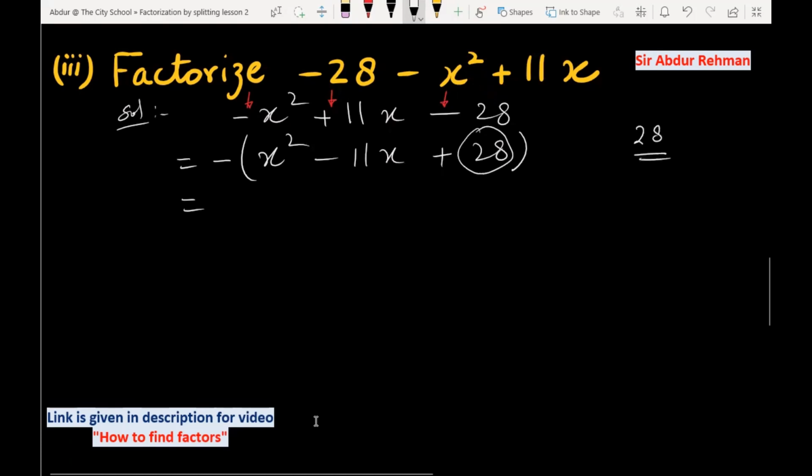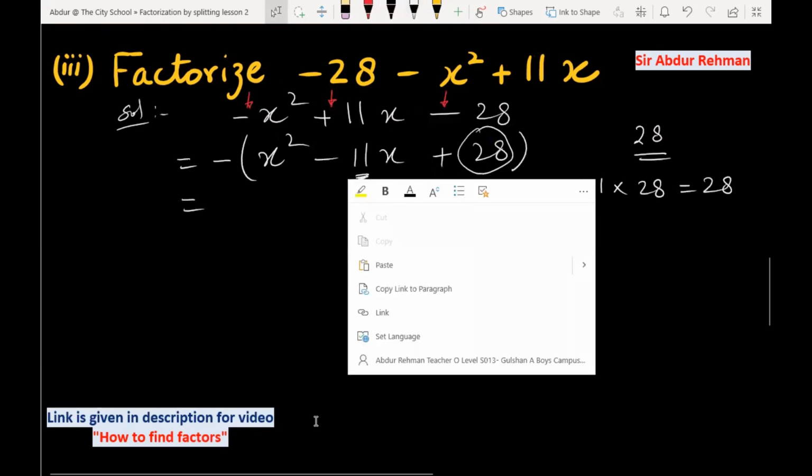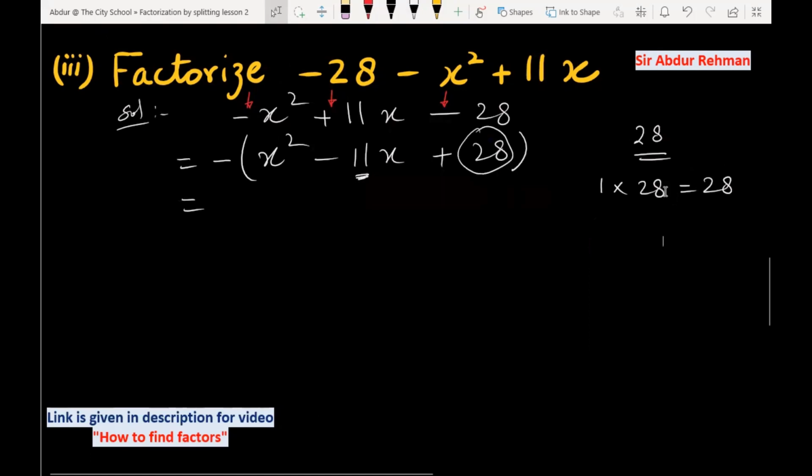So 1, what's the 28? 1, 28 is the 28. And let's check, the middle term is 11 here. By adding or subtracting the factors, you will have to find 11. So 28 plus 1 is 29, but it is 11. And 28 minus 1 is 27, but it is 11 here, so it will be rejected.